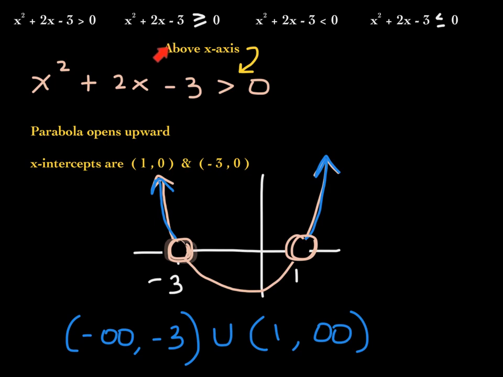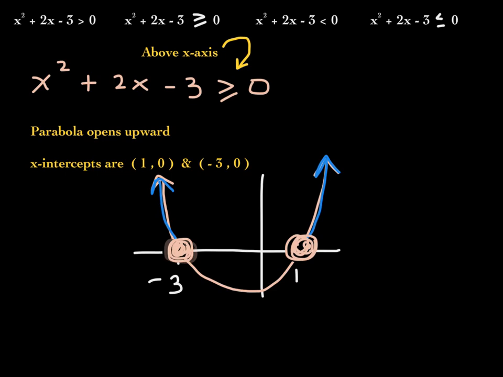Now guys, this inequality is exactly the same as this one. The only thing that's different is the symbol. Instead of strictly greater than, it is greater than or equal to. The only difference between the solution sets of these inequalities is I will have a bracket at -3 and +1. That is to say, I will include negative 3 and 1 because this is non-strict.